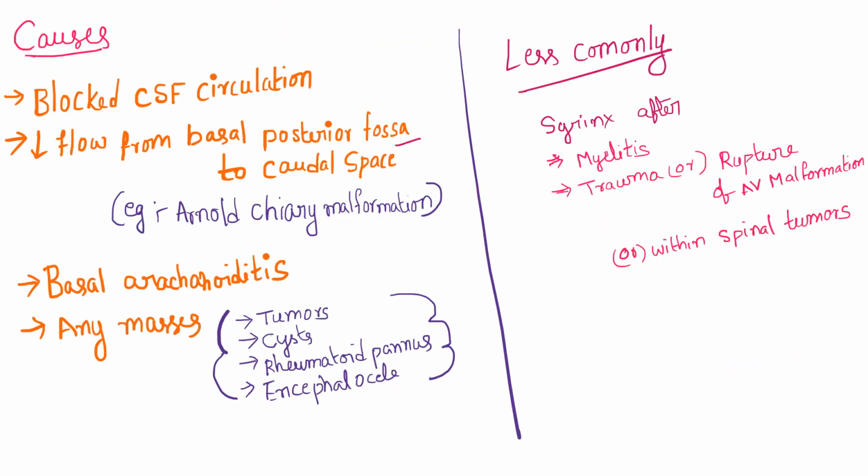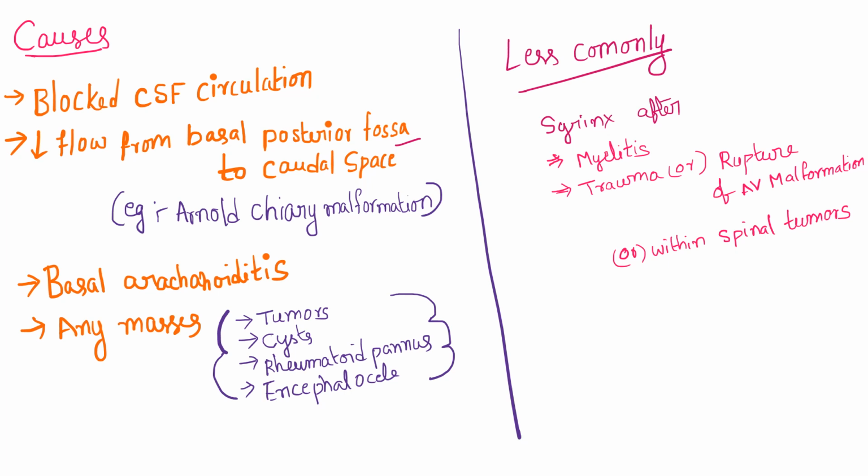So what could be the basic causes for this syringomyelia? First of all, blocked CSF circulation, without communication of the fourth ventricle, and decreased flow from the basal posterior fossa to the caudal space. Example, Arnold Chiari malformation. Guys, these malformations and syndromes we can discuss in later classes. But I would like to mention what Arnold Chiari syndrome is. It is nothing but the cerebellar tonsils herniating into the foramen magnum, like it blocks the foramen magnum.